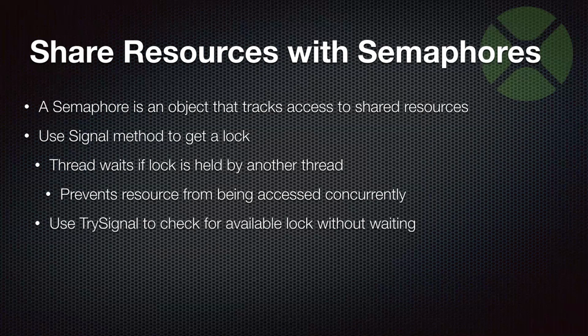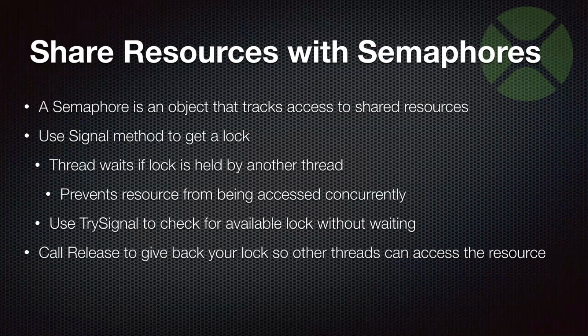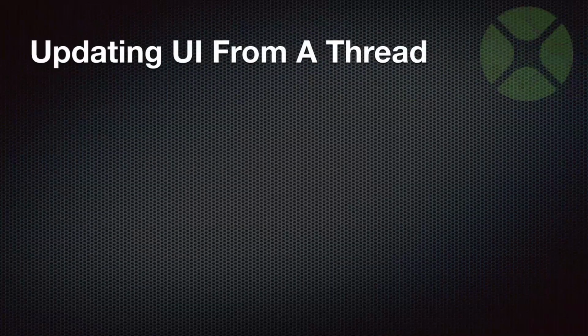There's another method on the semaphore class called try_signal that will check if there is a lock available without forcing your thread to wait. Depending on what you're doing, this might be a technique you want to use. But if you're in a thread, just calling signal and letting the thread wait often works just fine. The important thing is when you're done accessing the resource that you call release on the semaphore, so that frees up your lock and allows it to be available to another thread. We'll look at an example of how that works in a moment.